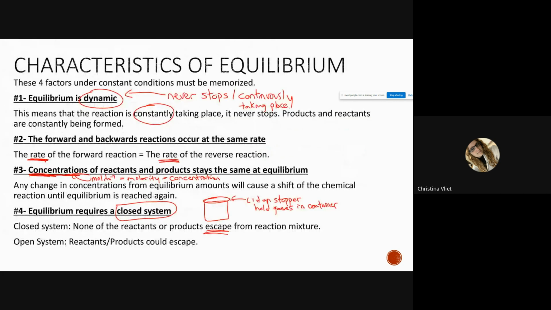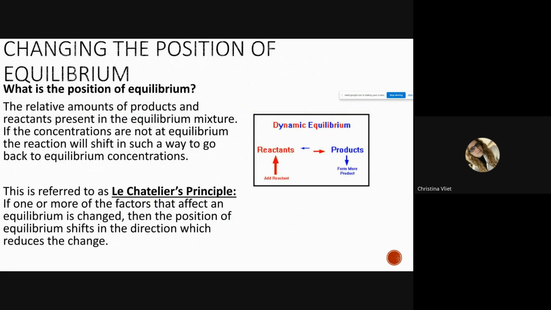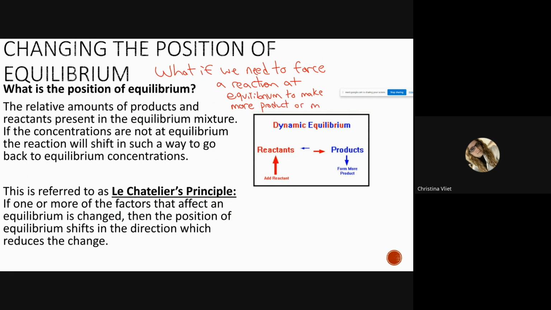All right, so let's continue. Changing the position of equilibrium. This is what a chemist might do. What if I want to make more products? What if we need to force a reaction at equilibrium to make more product or more reactant? Like, let's say it's the reactant you needed. What would you do?